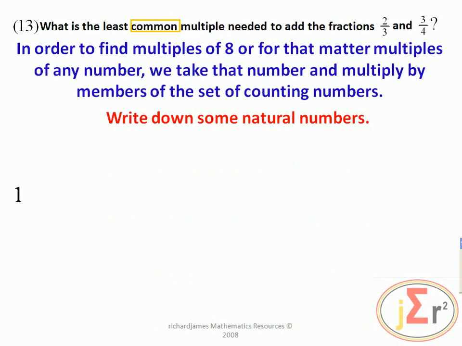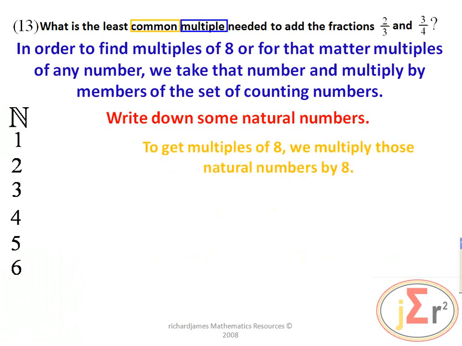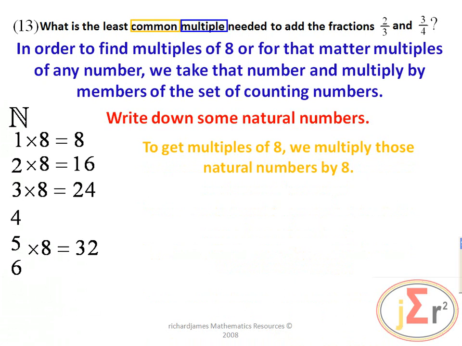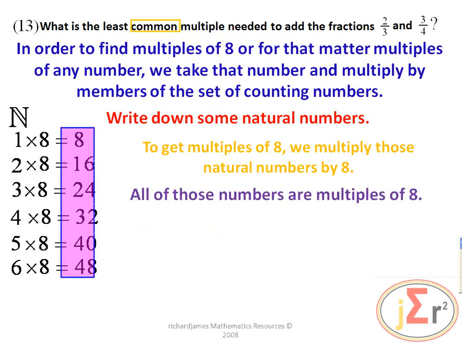So write down some natural numbers, the same natural numbers that we had before. Right. And if we want multiples of 8, what do we do? We take those natural numbers and multiply by 8. To get multiples of 8, we multiply those natural numbers by 8. So those are the multiples of 8. And notice that 8 can go into each of these without leaving a remainder. All of those numbers are multiples of 8.